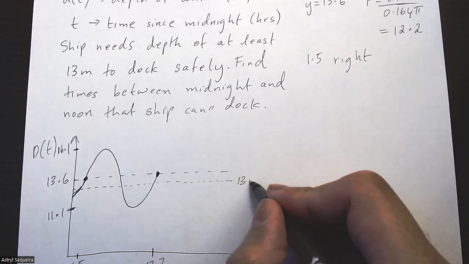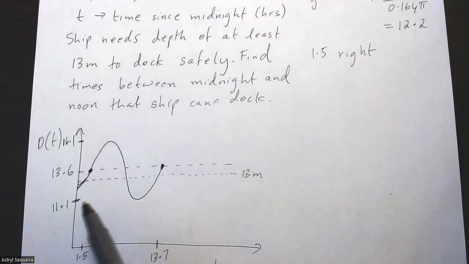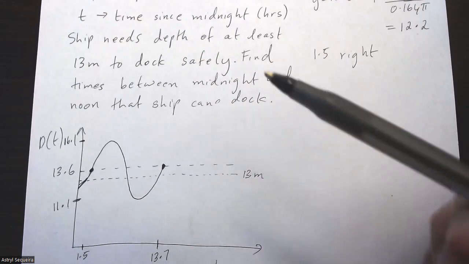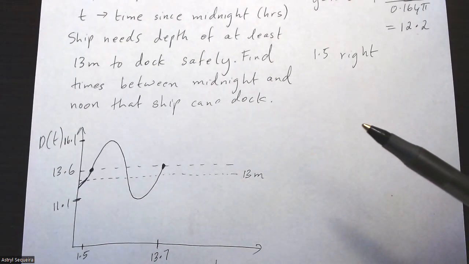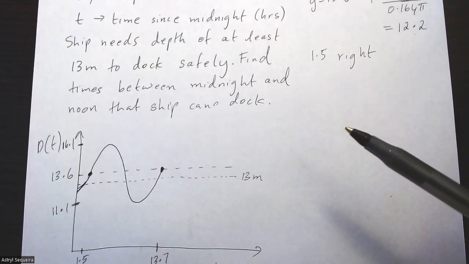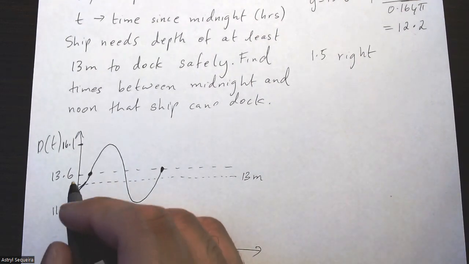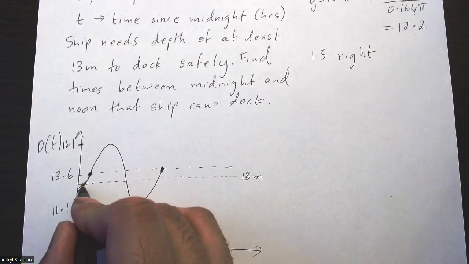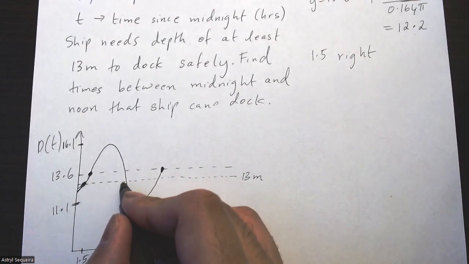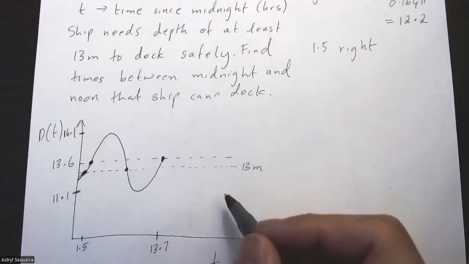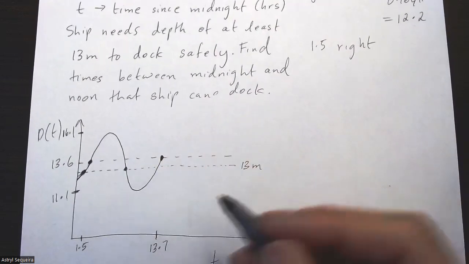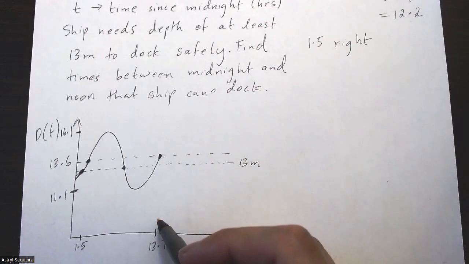This is 13 meters basically. I need to find when the depth is above 13 meters. That's when the ship can dock safely. So above 13 meters, I know is going to be from this point till this point over here. I don't have to worry about this little bit because I know that's going to be well after 12.